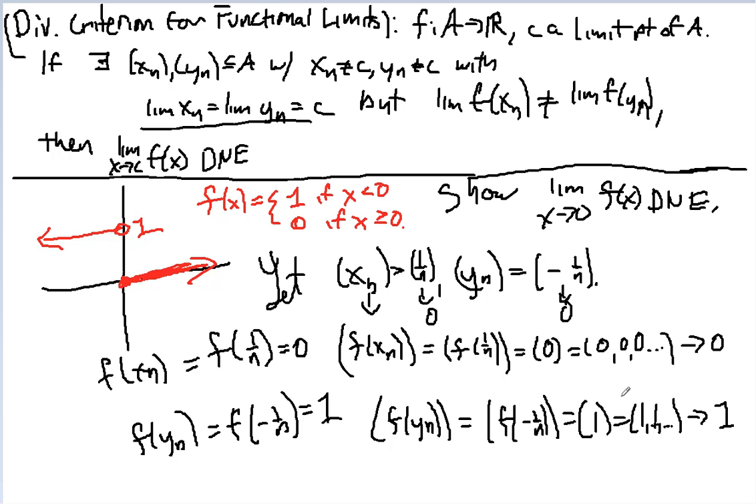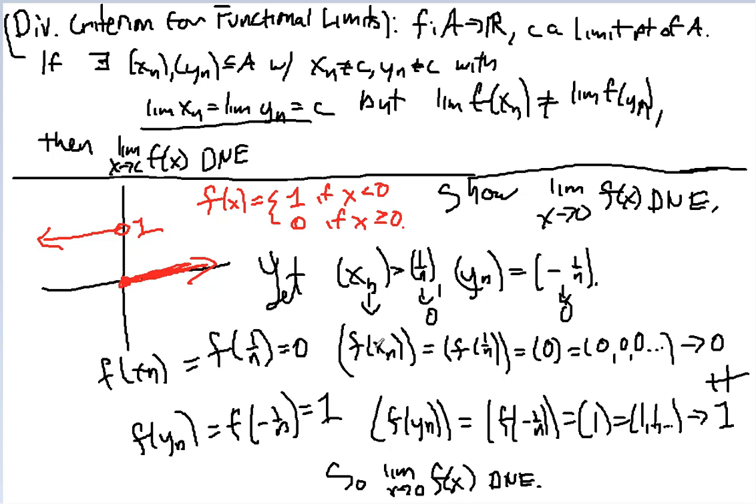The key thing here is that the limit of this and the limit of this are not equal. So 1 over n converges to 0, negative 1 over n converges to 0, but f of 1 over n converges to 0, and f of negative 1 over n converges to 1. So this allows us to conclude that the limit as x goes to 0 of f of x does not exist. Because if it did exist, the values would have to be the same wherever you go, whether you approach from the right or the left or however. But in this case, the values as you approach from the right are different from the values you approach from the left, so they're not the same.